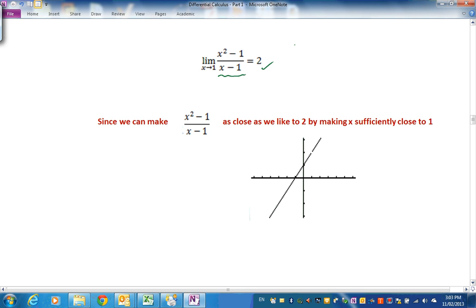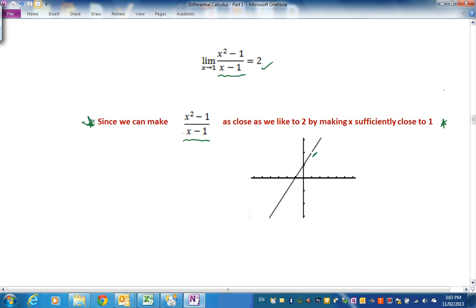What does that mean? Since we can make x squared take 1 over x take 1 as close as we like to 2 by making x sufficiently close to 1, it doesn't actually have to be defined at that point. Okay? So this is a very informal definition of limits. We can make it as close as we like to that value by making x sufficiently close to 1. So that's the notion. Please notice that's a big hole there.